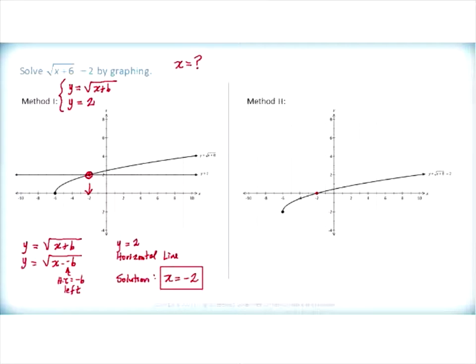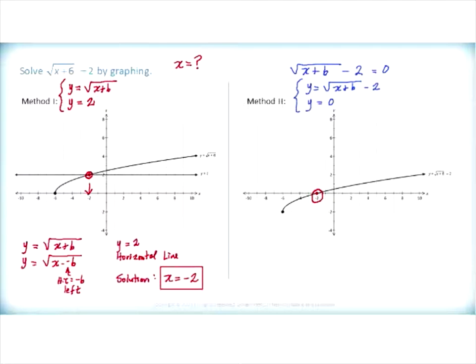Another method can also be used to solve this equation by taking all terms and putting them to one side of the equation. So we have the square root of x plus 6 minus 2 is equal to 0. Again, we can graph this as a system of equations where we have y equals the square root of x plus 6 minus 2 and the line y equals 0. Y equals 0 will provide us with the x-intercepts of the graph. And notice that the x-intercept here also occurs at x equals -2.